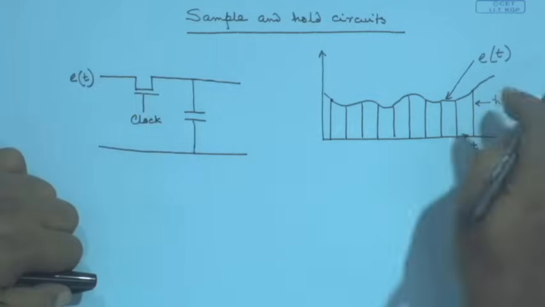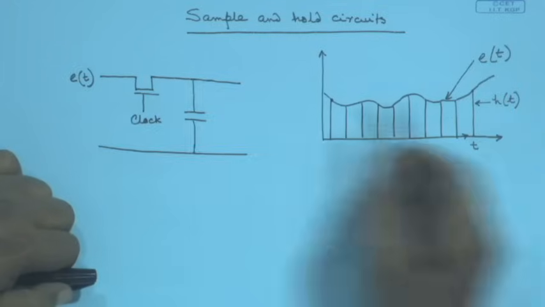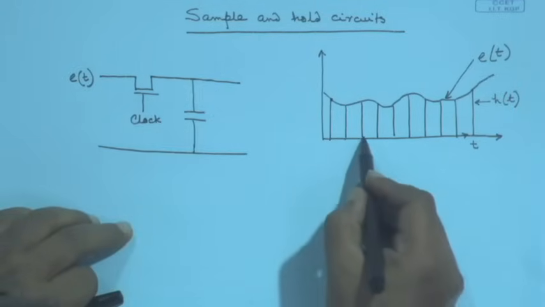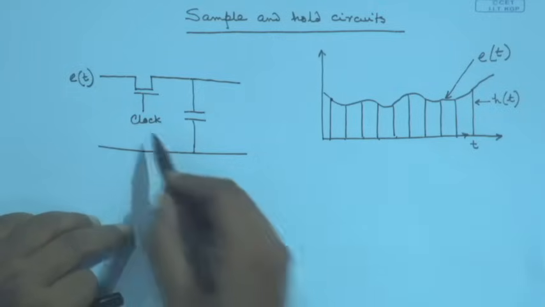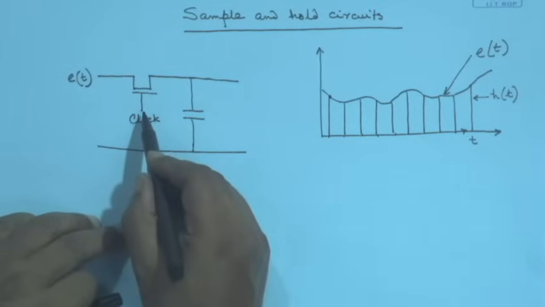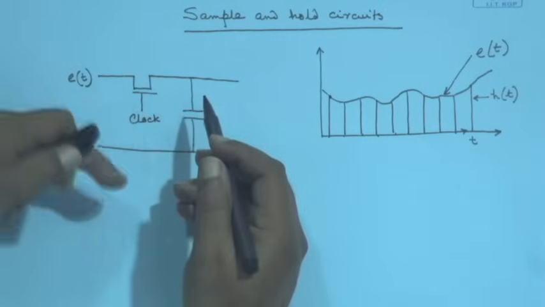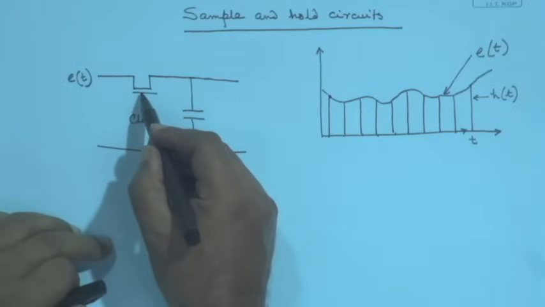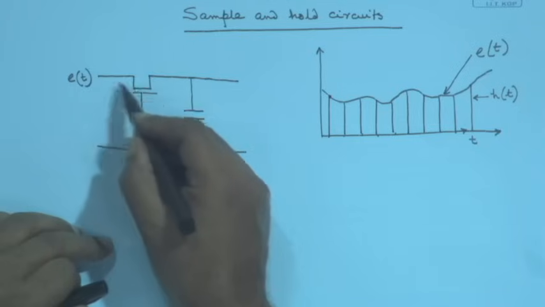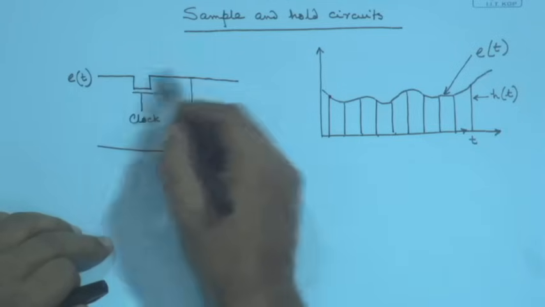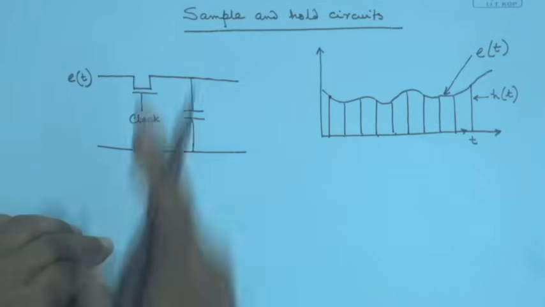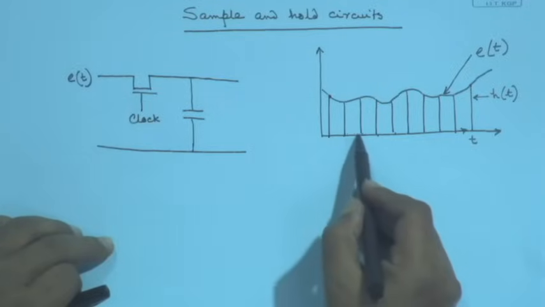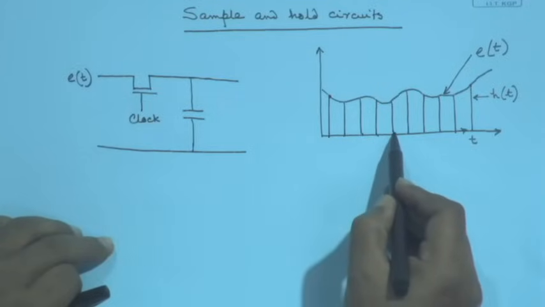I give the signal E(t), this signal is coming over here, and whenever I want to sample, at those times I feed the clock, tuck, tuck, tuck. As I feed the clock, this transistor is closed. So it passes here, it passes. That means every time I put the clock, I am sampling it here, here, here, here, like that.